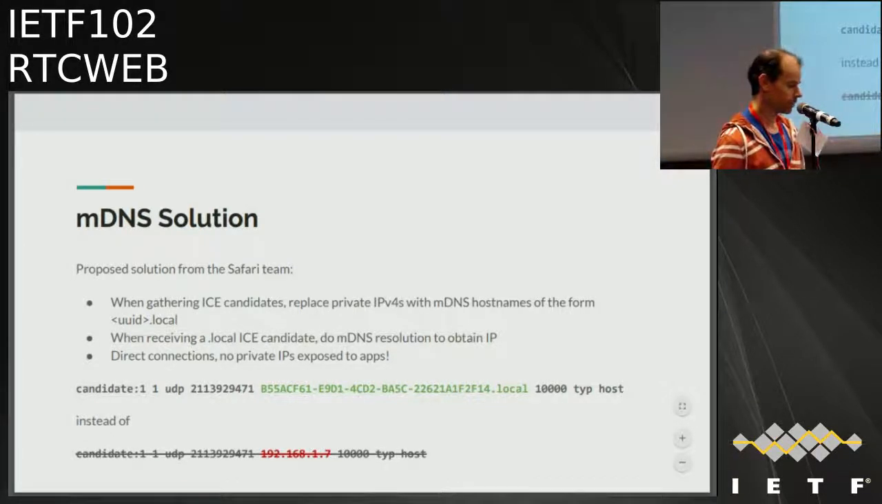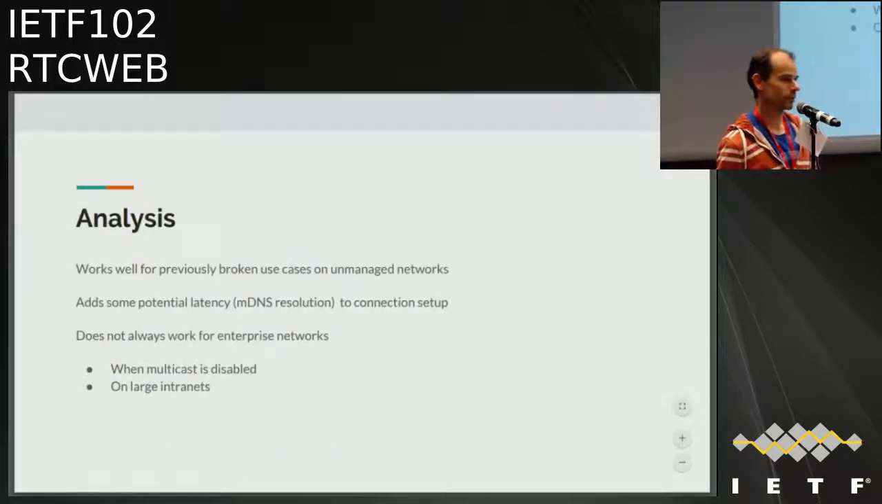And then the good thing is that we were able to get some early experiments. It's working very well, as expected, on unmanaged networks, meaning small offices, home networks. Like if you play a game, maybe it's at home and not at work. So maybe there it will almost get everything working. It's true that it's adding some potential latency to connection setup due to mDNS resolution. I don't think it's a big deal, but still it's something that should be noted.